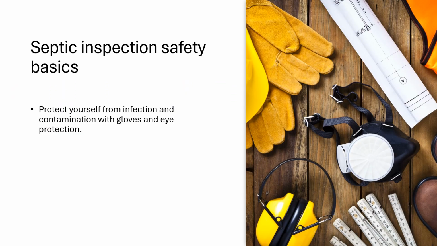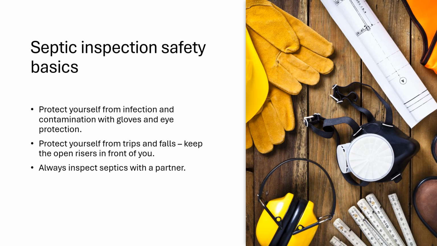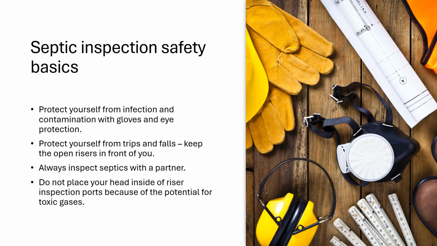There are some basic safety tips you should observe before inspecting a septic tank. First of all is protecting yourself from infection and contamination by using gloves, eye protection, and perhaps even a face shield. Secondly, you want to be aware of the hazard of trips and falls, and it's a good idea to always keep the open risers in front of you. Third, it's a good idea to always inspect septics with a partner. And lastly, be aware of toxic gases, and especially resist the temptation to place your head near or even inside of the riser inspection ports because you want to get a better view of something, because this could expose you to toxic gases, which could be detrimental to your health.